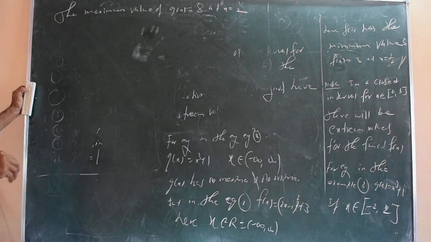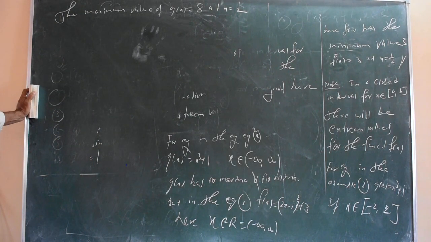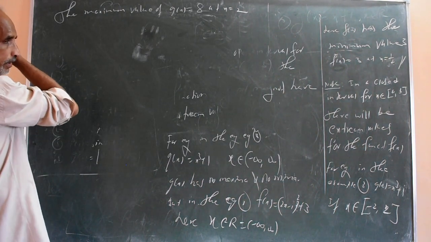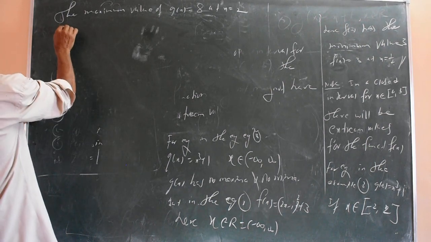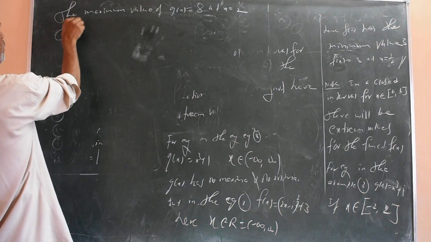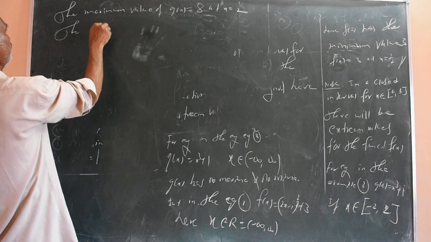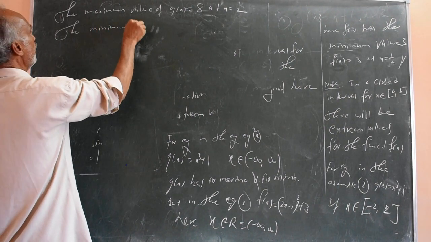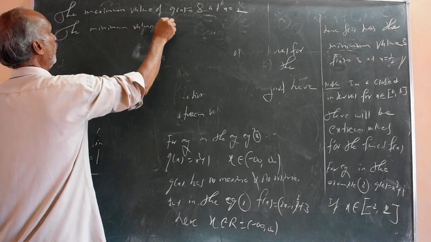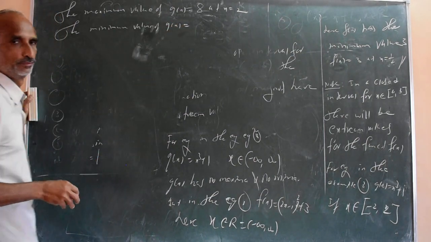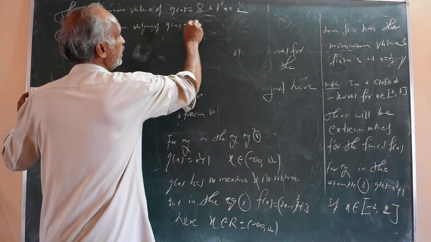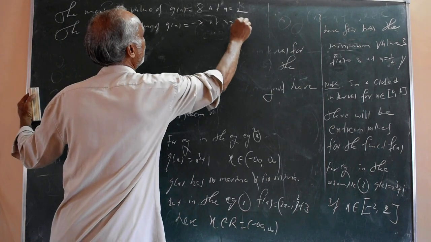At the boundary values only you are getting maxima and minima, and the closed interval is that. Okay? Generally, it is not a hard and fast rule. The minimum value of g of x is minus 7, at x is equals to minus 2. Okay?